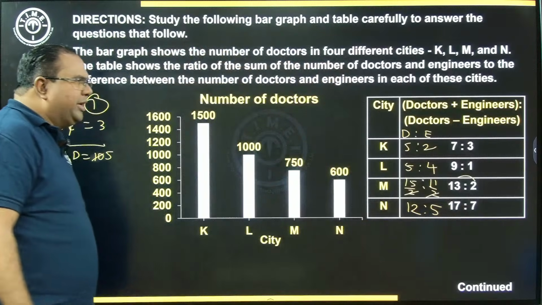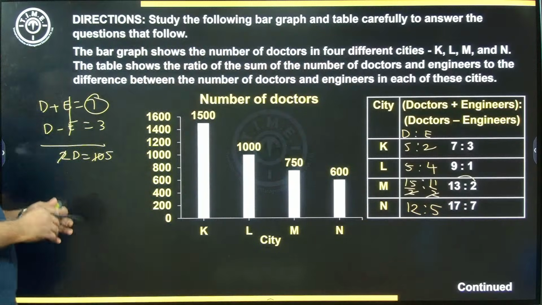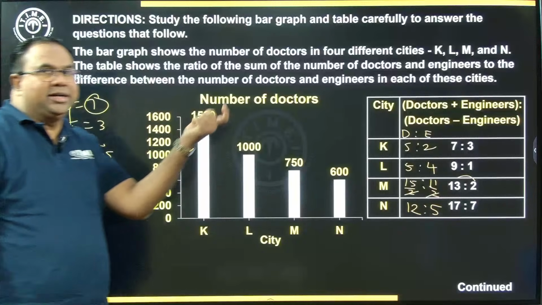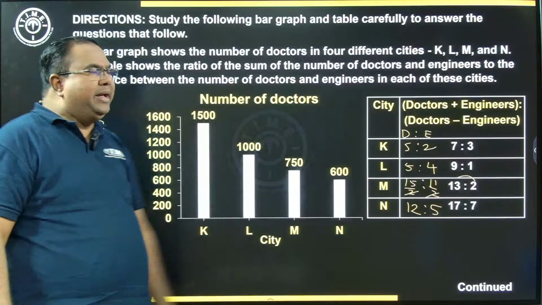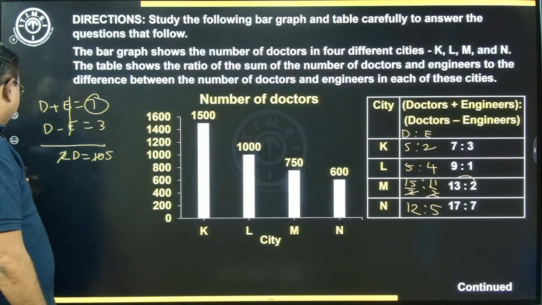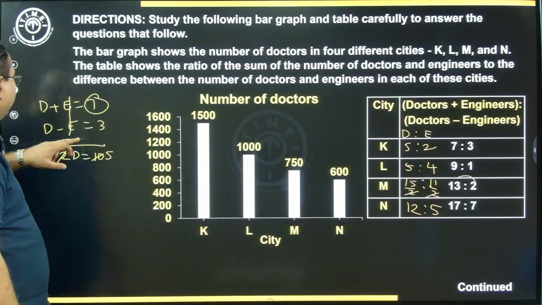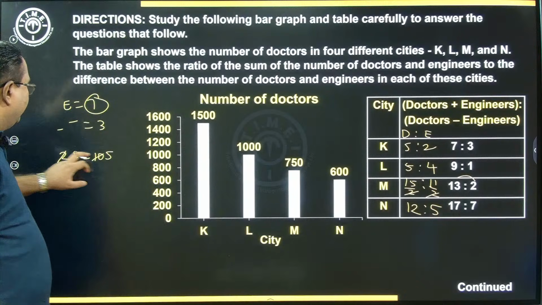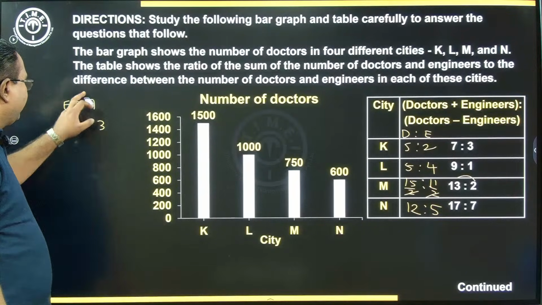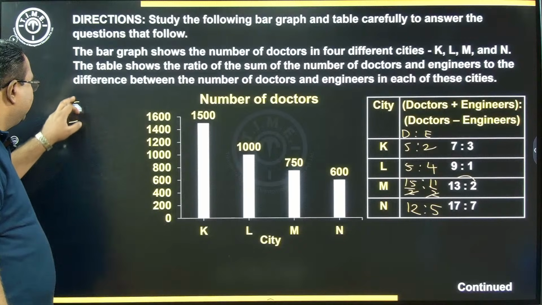That is one way of doing this. Adding those two ratios will get me 2 times doctor. Half of that will be doctor. The remaining will be engineers. Another way of looking at this is, just see here. If you are good at your numbers, you can do this actually. If you are comfortable with numbers, you can try this.